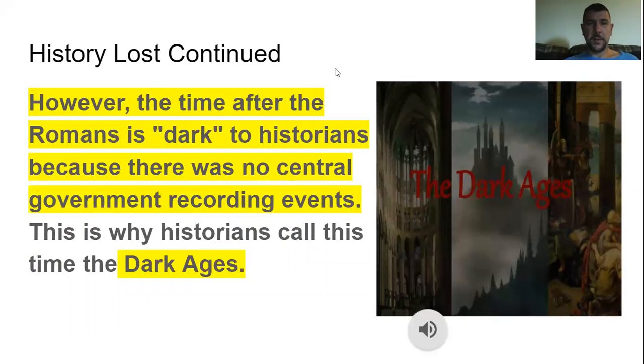So the time after the Romans is dark to historians because there's no central government recording events. Nobody was recording events. Like I said, the governments were broken up. You had a king over here that ruled one piece of land, and you had another king over here that ruled another piece of land. And then, like I said, it was a lot like Mesopotamia.